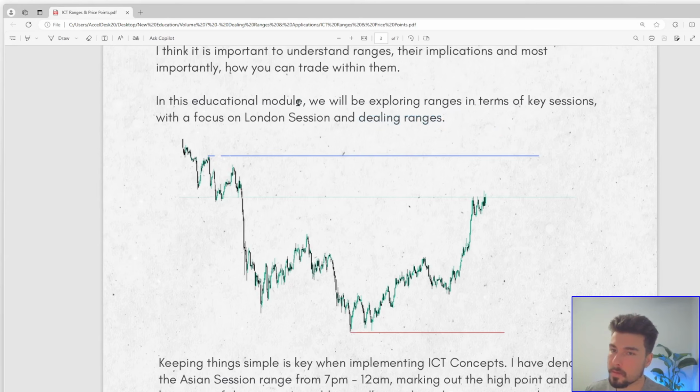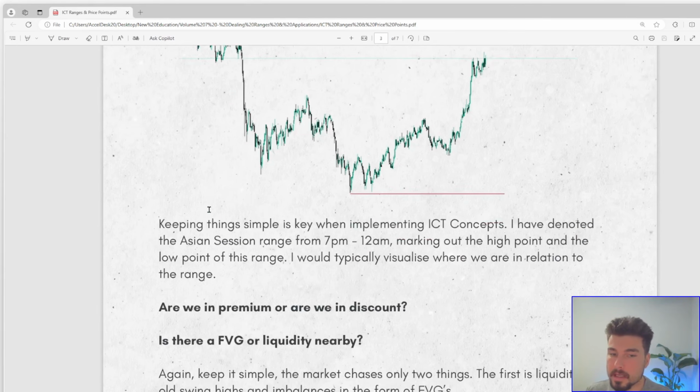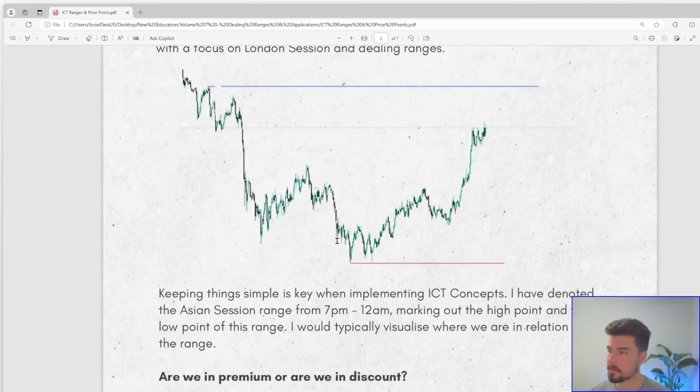So today that's what we're going to talk about. We're going to explore ranges in terms of key sessions, with a focus on the London session, and on dealing ranges too. So we'll keep that in mind. Keeping things nice and simple, again, it's the best way to do it. Too many people complicate things.